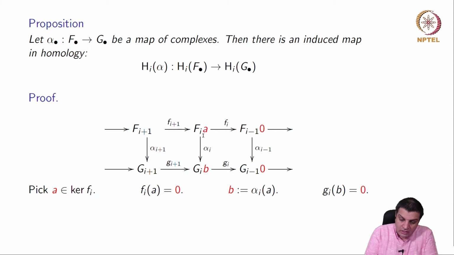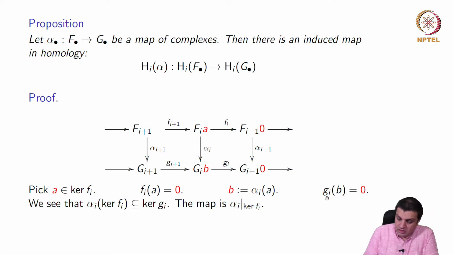Therefore, on the left and bottom also one should get this. So B must be in the kernel of Gi. Okay. So in other words, what we just observed is that alpha i maps the kernel of Fi inside the kernel of Gi.